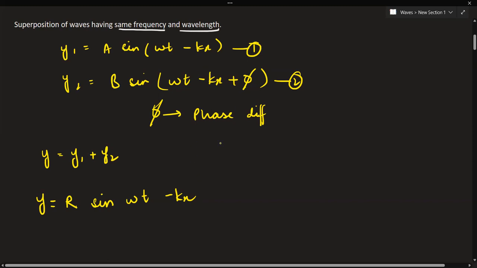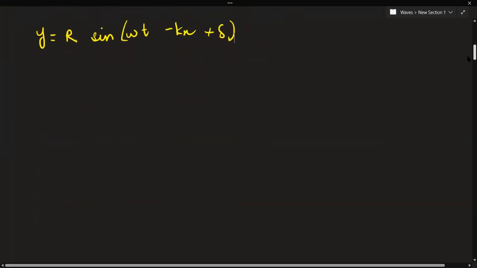So let's not take it as phi, because many times it may happen that it is not coming exactly as phi, it is coming as something else. So let's say it is delta. This is the resultant wave. Now let us understand all the terms that I have written. R is the resultant amplitude.